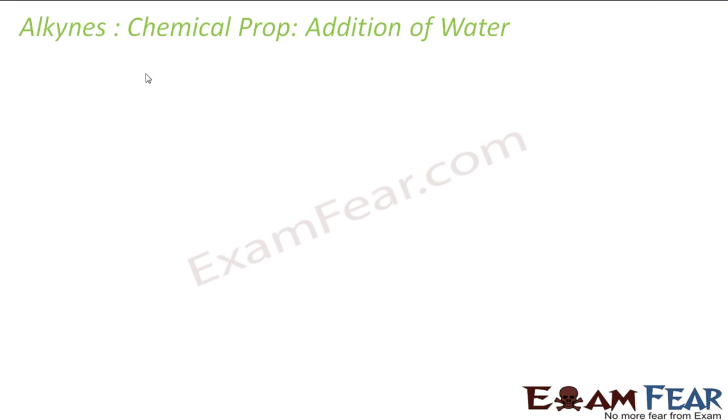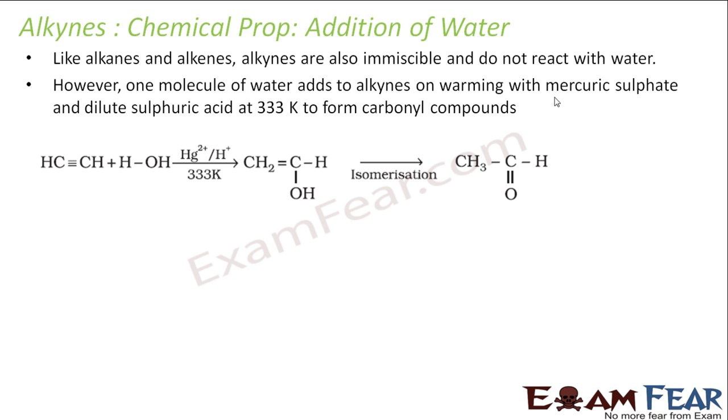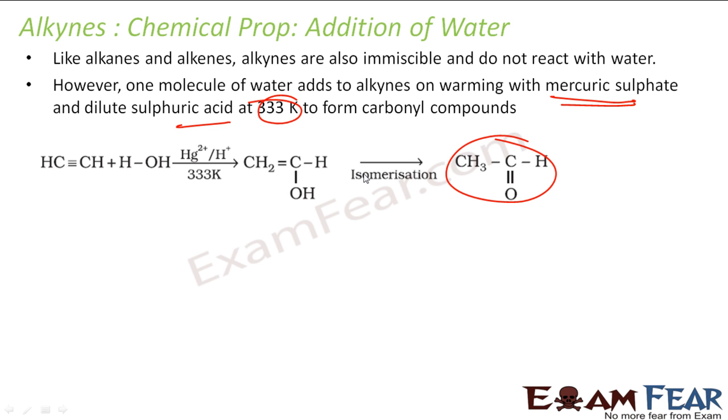Now we'll see addition of water. But we have told that alkynes don't mix with water, right? Because alkynes are non-polar, water is polar. But how will they react? You are correct. They don't mix with water at lower temperature. But when you increase the temperature and you use a proper catalyst, for example, mercury sulfate and dilute sulfuric acid at a high temperature, it forms a carbonyl compound, CH3COH. If you don't put this mercury sulfate, the reaction will happen, but it will be very, very slow. So if you put this, the reaction is fast.